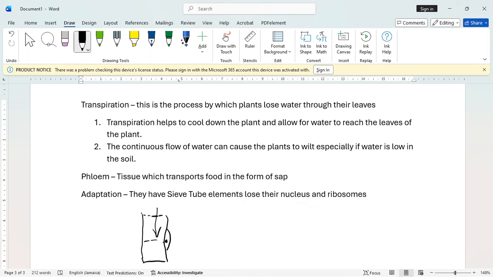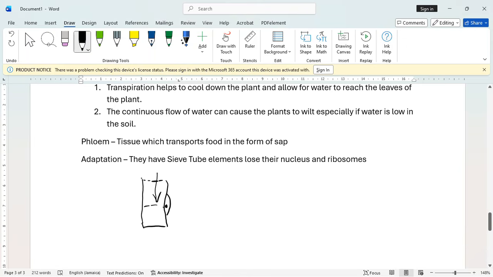Something similar happens here. Because the sieve tube is basically empty, it allows for the better flow of the cell sap, which is the sucrose, the glucose that is being transported to the different areas. Now, even though it doesn't have any of these, it still needs to be able to get instruction. And that's where this cell comes in. Anybody knows who supports it? We call that cell that supports the sieve tube.